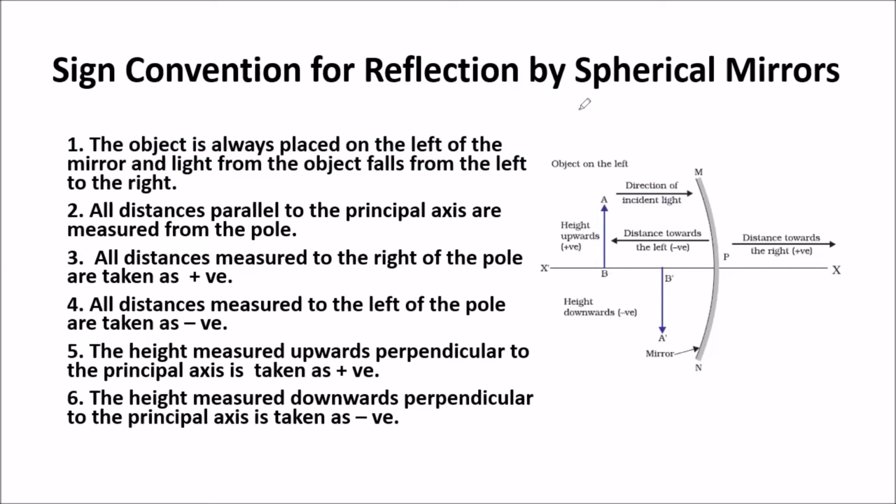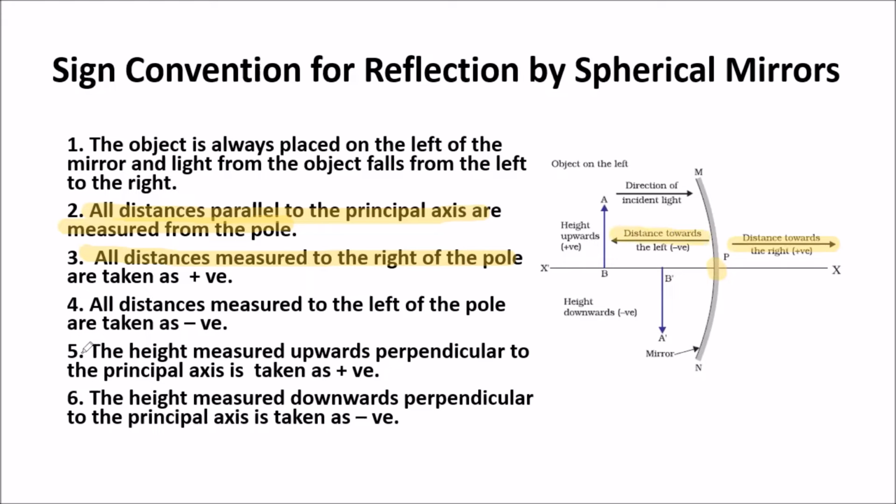Going ahead, the second rule goes like this: all the distances parallel to the principal axis are measured from the pole. As I've discussed, all the measurements will be taken from the pole. All the distances measured to the right of the pole are taken as positive, which are these ones you can see, which means if the measurements are going on this side, we are going to get the virtual image. All the measurements towards the left are taken as negative.